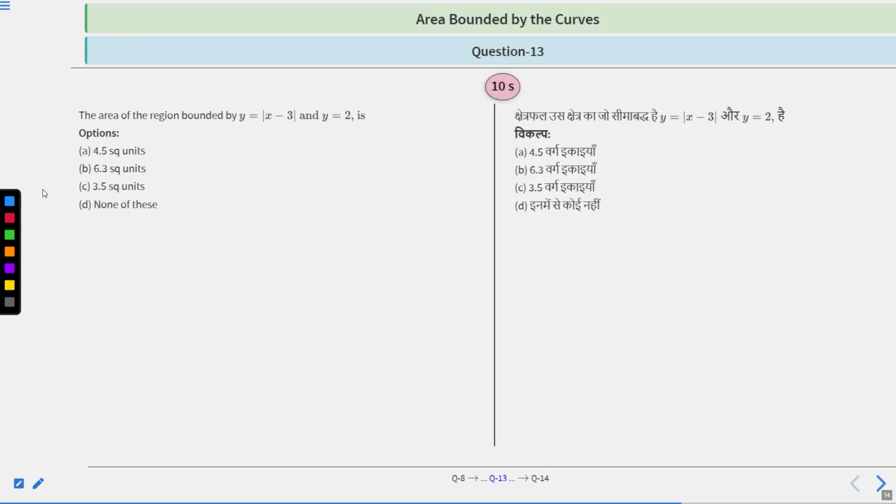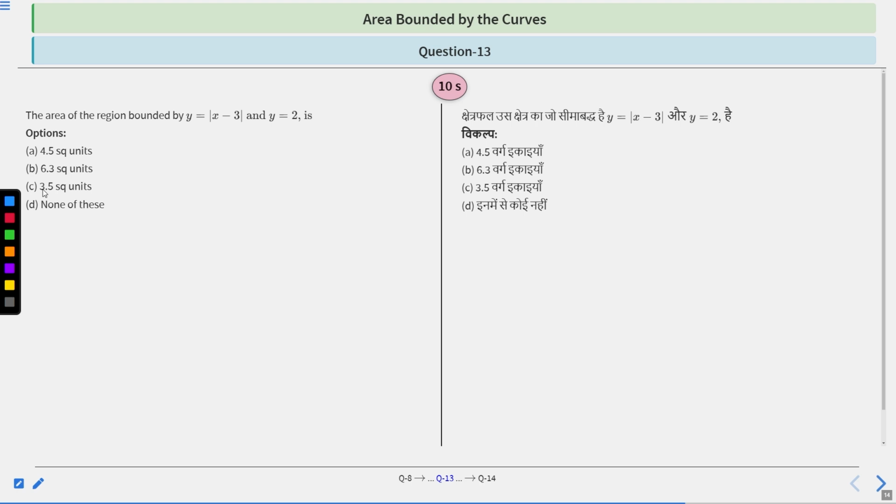Okay, let's move to the next question. Question number 13, which says: the area of the region bounded by y is equal to mod x minus 3 and y equal to 2 is. The area of the region bounded by the curve y is equal to mod x minus 3 and y equal to 2 is. So see, in this question again we will draw the graph of y is equal to mod x minus 3.